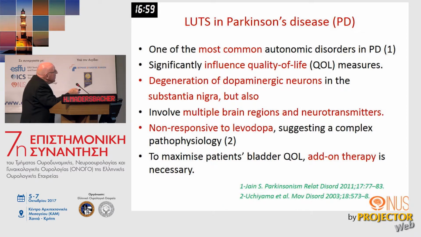So it is no wonder that one of the most common autonomic disorders in Parkinson's disease are LUTs. They significantly influence the quality of life. We also have to realize that there is not only degeneration of dopaminergic neurons in the substantia nigra, but the disease process also involves multiple brain regions and neurotransmitters.